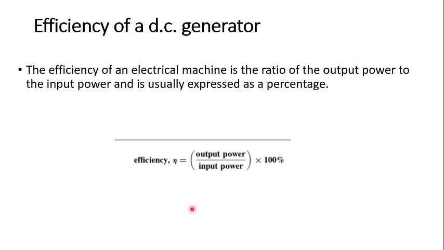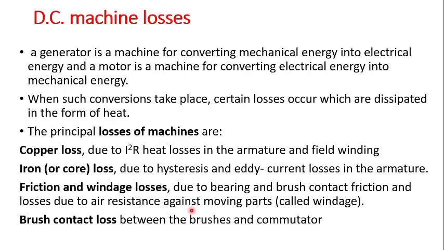So what is our output? The output is the input minus losses. If you input something and you don't get the same thing as your output, then it means that your input minus what you are losing gives what you get at your output. So take note of that. So that is it for the efficiency.